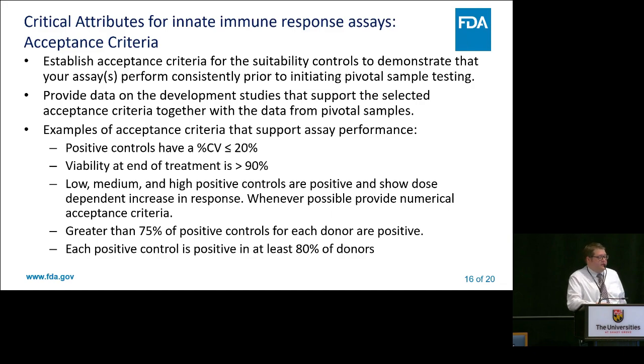Here are some examples of what suitability acceptance criteria may look like. This is not all encompassing. Your positive controls have a percent CV, so variability, below 20%. Viability at your end of study is greater than 90%. That your low, medium, and high positive controls show dose dependency. And that greater than 75% of the positive controls for each donor are positive. And that your positive control is at least positive in 80% of donors. And these are examples and not exclusive.